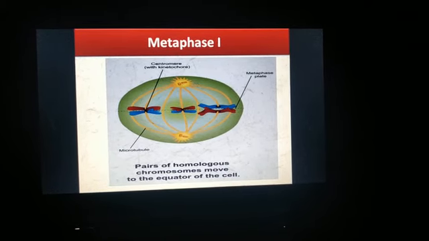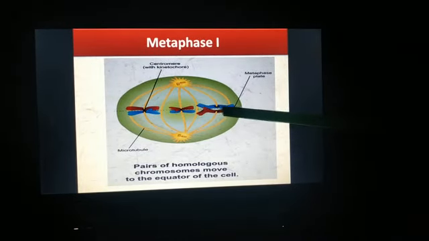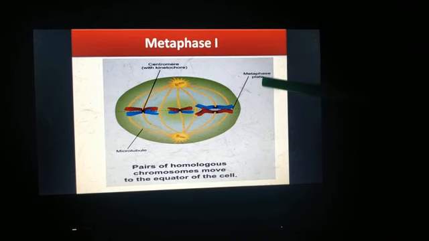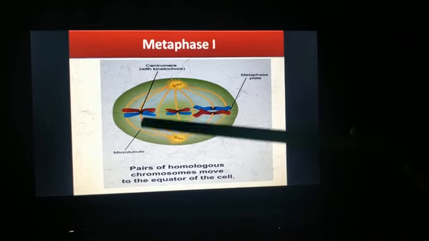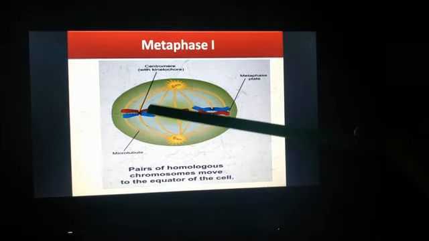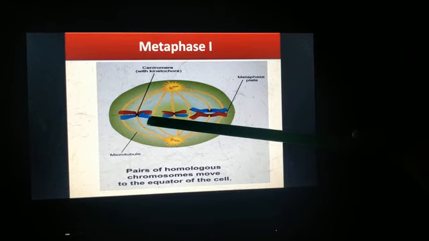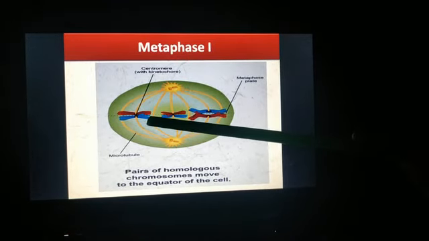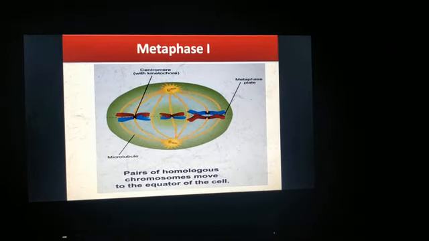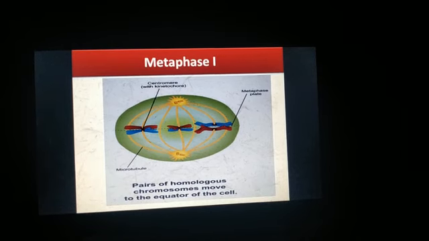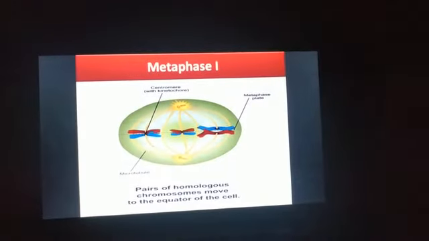The next very important event is that the chromosomes will align themselves in the equatorial plate or the metaphase plate, and here you can see the homologous chromosomes get aligned into the equatorial plate. So these two are the homologous chromosomes. On top we have one set of chromosomes, below we have another set, and these two are the homologous chromosomes that we got in prophase 1. So you can see here the pair of homologous chromosomes move to the equator of the cell.